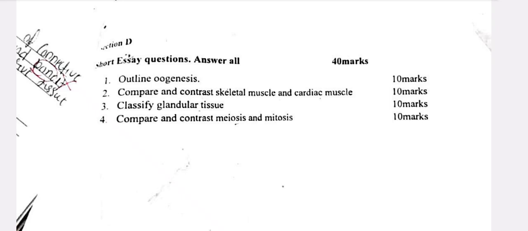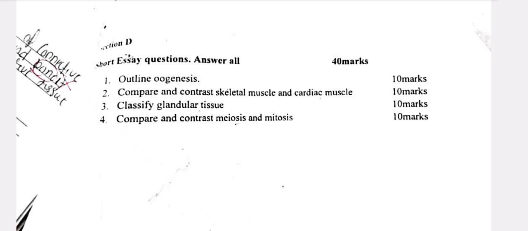So oogenesis is basically the process of forming a female ovum, or forming the female sex cells. That is what oogenesis is all about. It falls under the topic of gametogenesis. In my video playlist, if you check, you'll find gametogenesis. If you watch that video, you'll be able to answer this question.